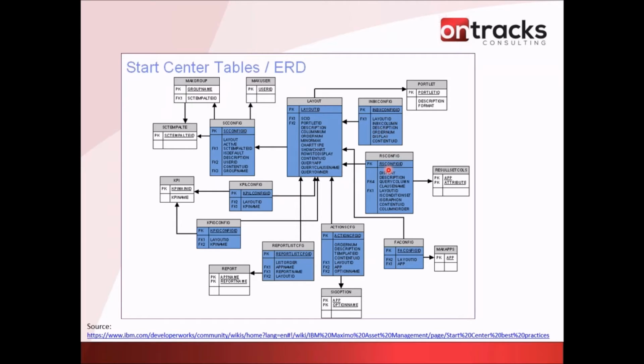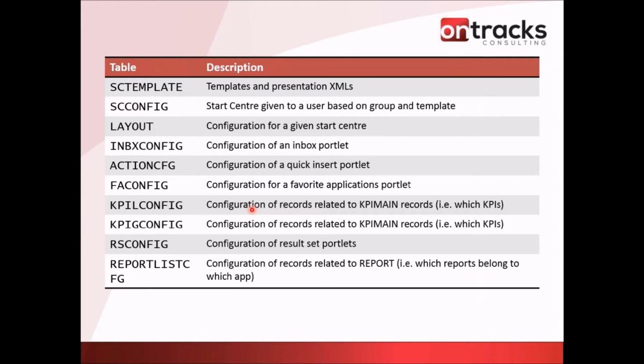For example, the RS config is a table for the result set. The report list config table is a table for the report list portlet. Then we have KPI config and so on. Just to illustrate this a little further, I'm going to quickly go over the description of each table: the layout table is the one that holds everything together, so the configuration of the Star Center. And then you have one table for each kind of portlet in your Star Center.